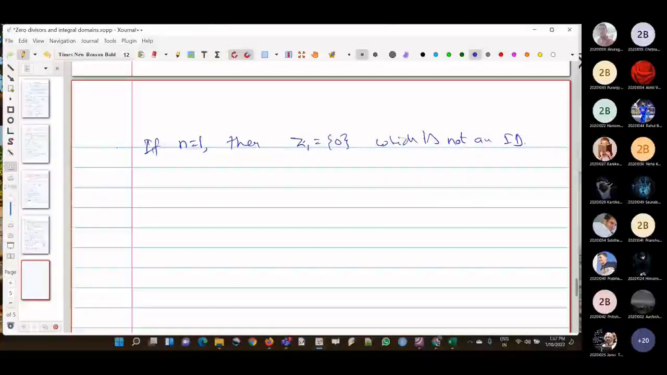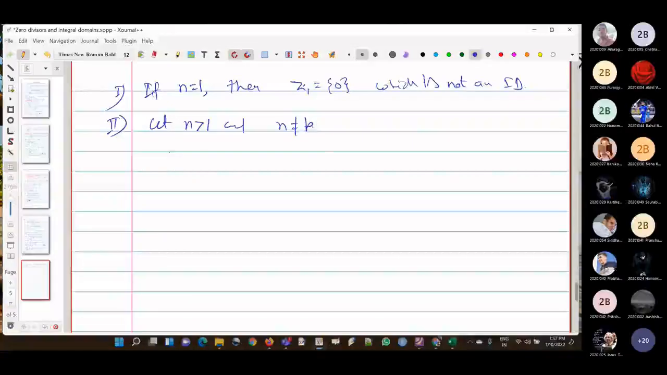So in the next case, case second, let n be greater than 1 and n not equal to a prime p. Since n is an integer, by the fundamental theorem of arithmetic, which says that every natural number greater than 1 can be written as a product of prime numbers.